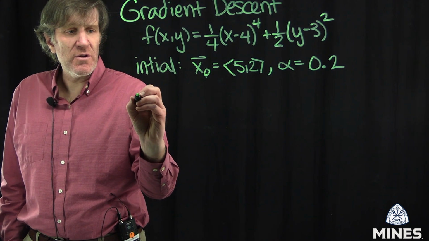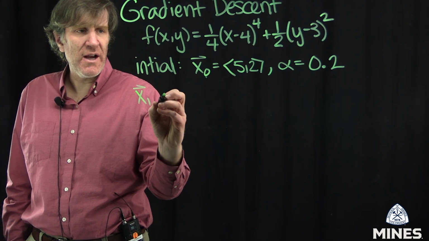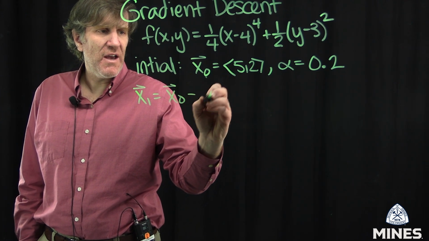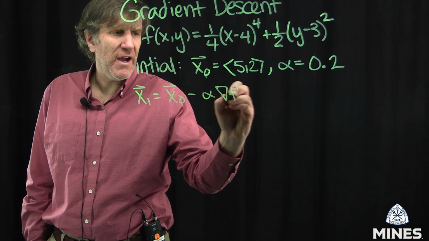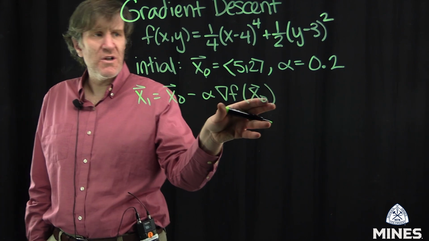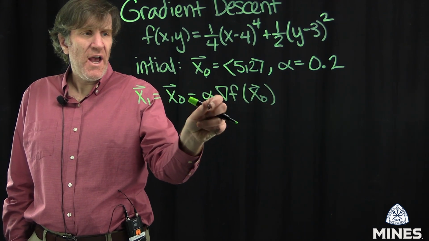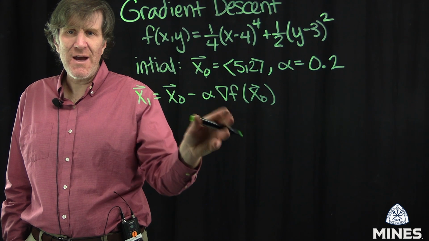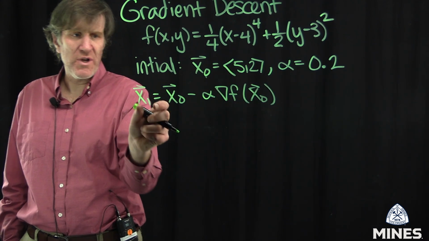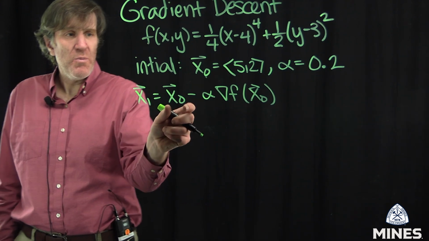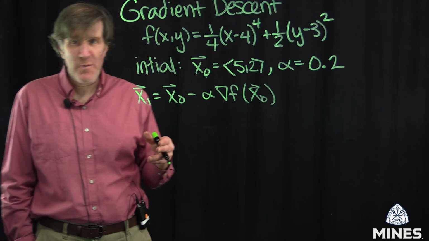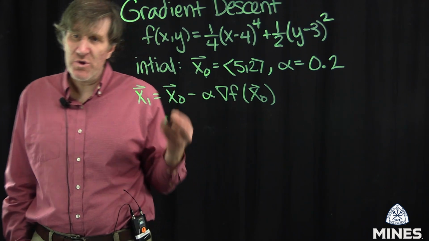So the algorithm says that our x1, our next guess, is going to be x0 minus alpha times the gradient of f at x0. So we evaluate the gradient at our point, and we take a small alpha-sized step in the direction of the gradient, and that's how we change from x0 to get to our next guess at x1. So basically, we're going downhill in the steepest direction at every step, and we're going a step with size alpha, which we get to control.